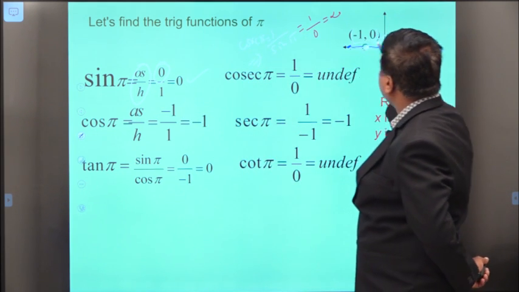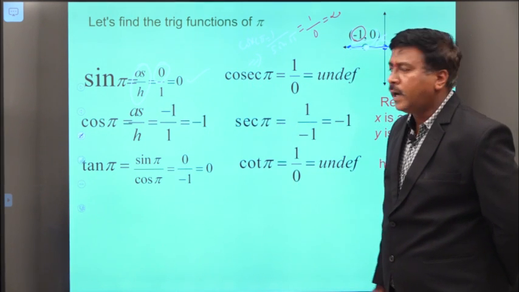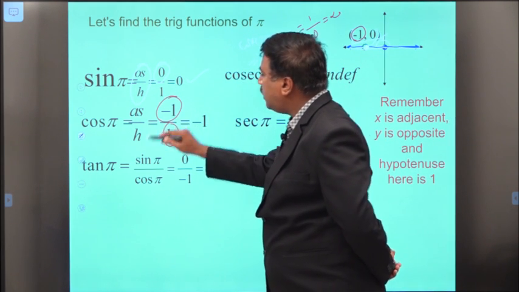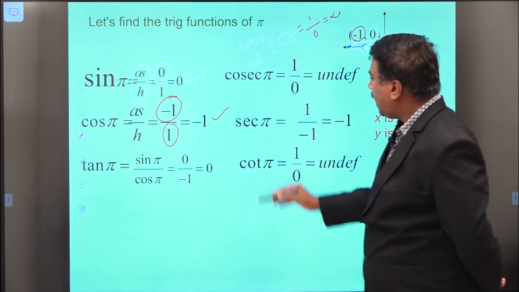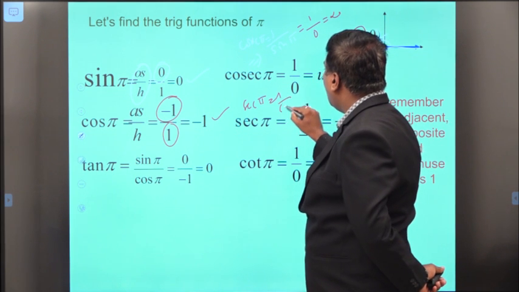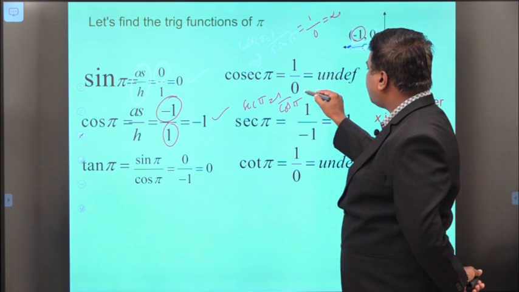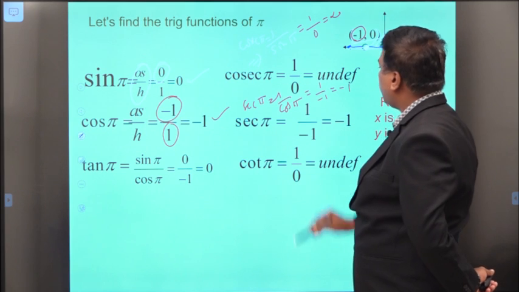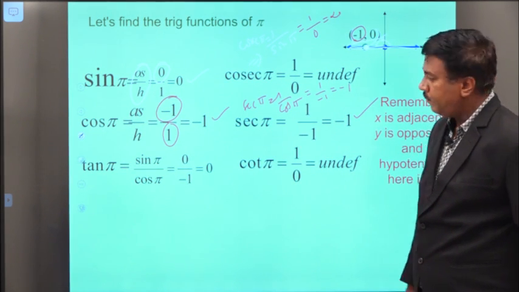In a similar way, cos pi is equal to adjacent side by the hypotenuse. The adjacent side value is minus 1 because it lies on the negative side of the x-axis, and the hypotenuse value is 1. Then this value is equal to minus 1. Similarly, secant pi is equal to 1 by cos pi, which is 1 by minus 1, that is minus 1 only. Therefore, the secant of pi value is also minus 1.